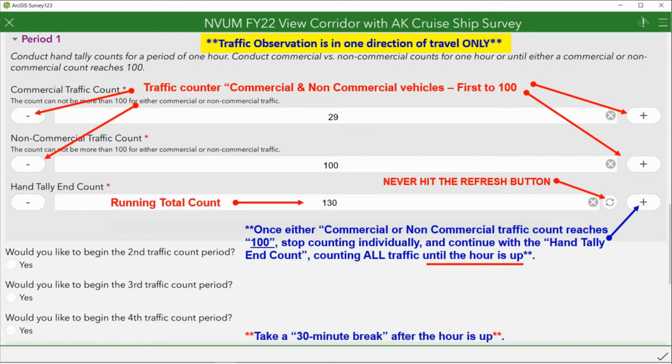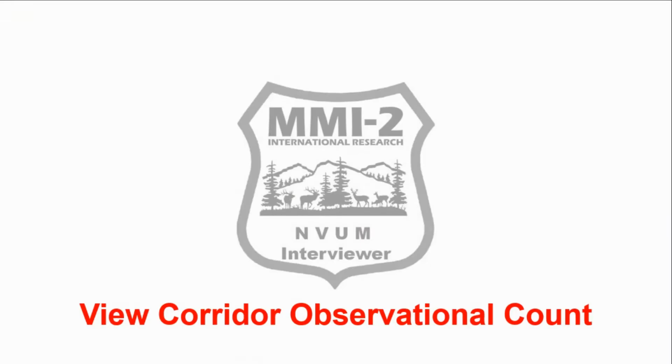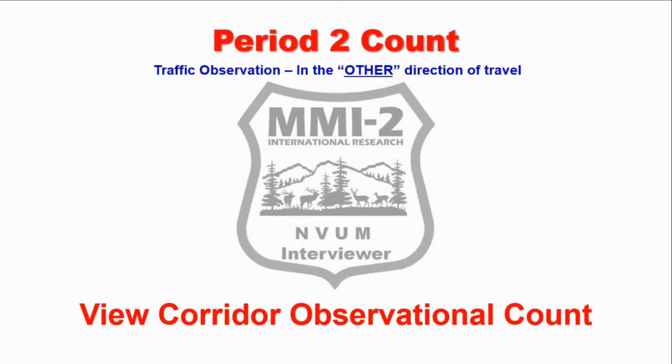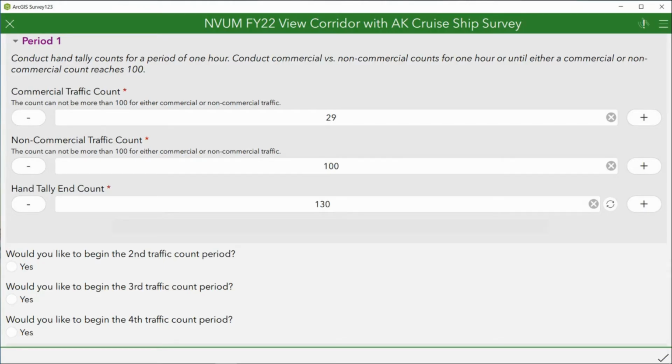At the end of your hour, you're going to take a 30-minute break, and then you're going to begin your period 2 count. The period 2 count, you're going to be observing for 1 hour with traffic going in the opposite direction of your first period count. So after your 30-minute break is up, you're going to click, would you like to begin your second traffic count period? You're going to say yes.